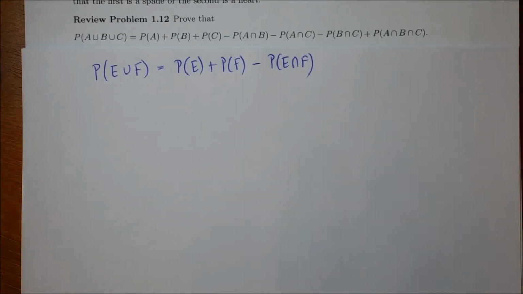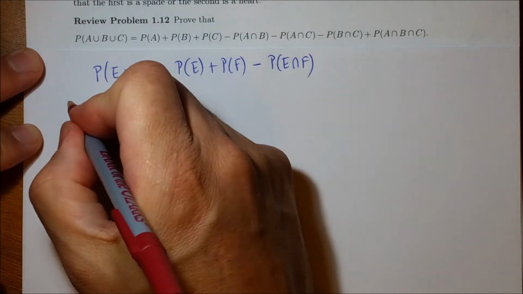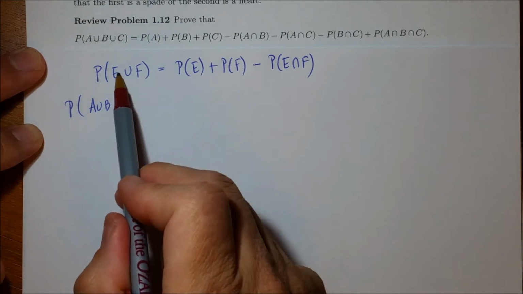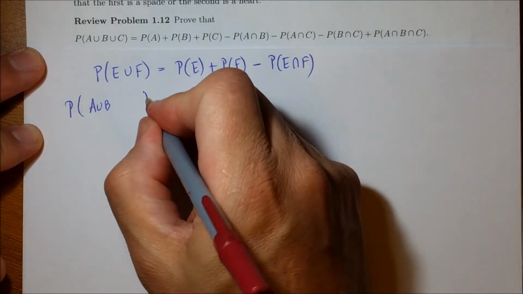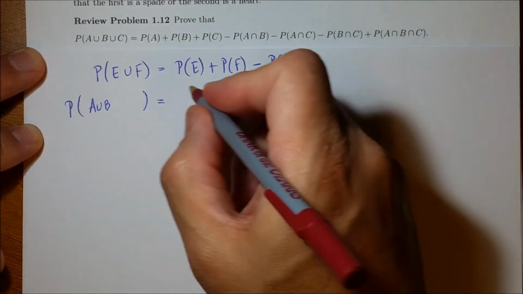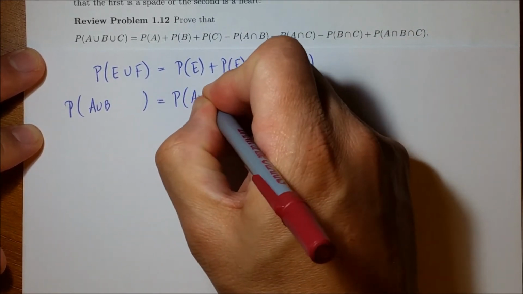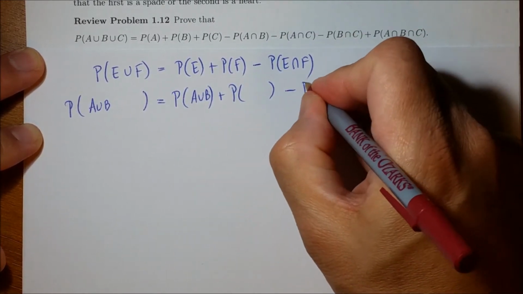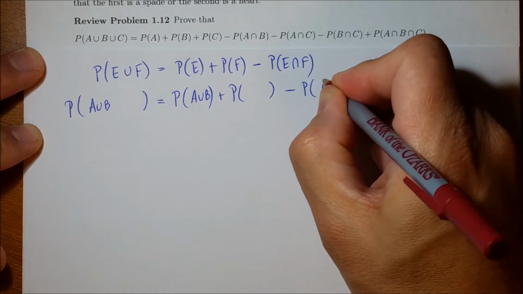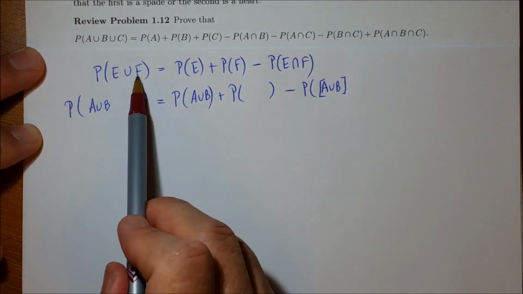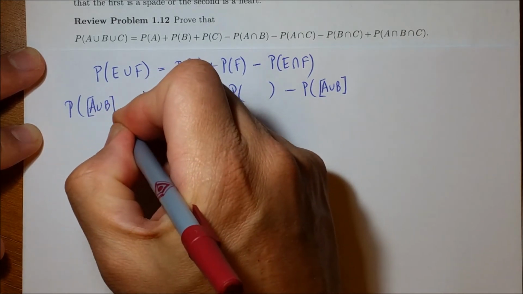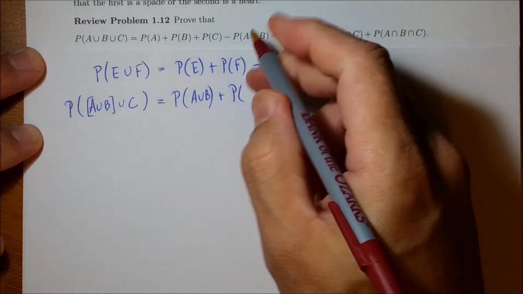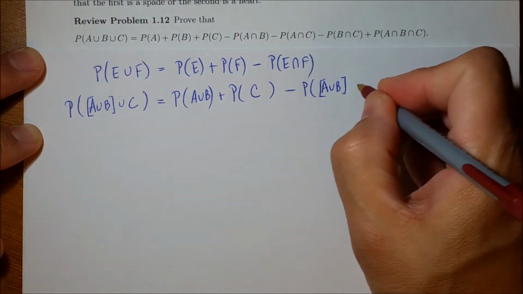Okay, so what I'm going to do is everywhere I see an E, I'm going to replace E by A union B. So over on the right hand side, I have the probability of A union B plus, that's to be determined, minus the probability of A union B. Okay, and everywhere I see an F, I'm going to replace that by C. So now the left-hand side matches the left-hand side over here.